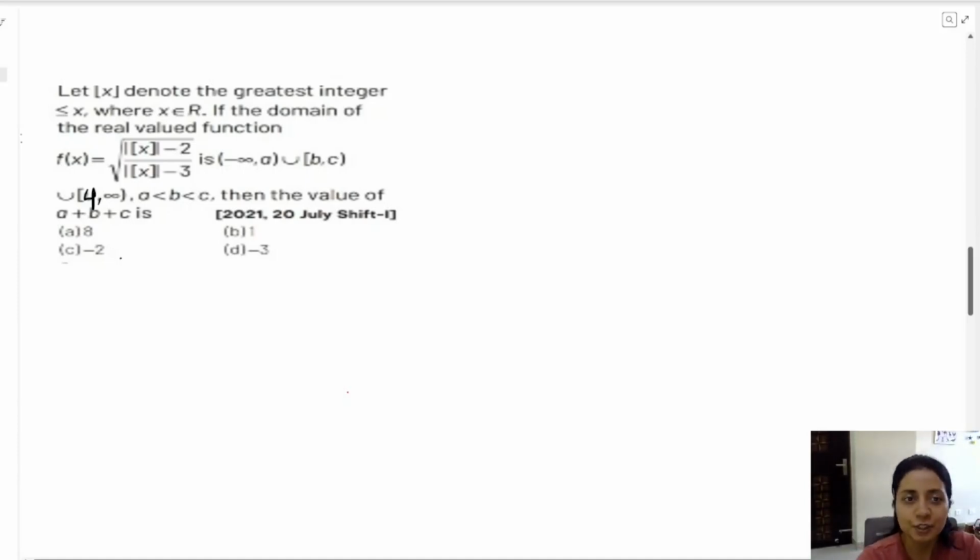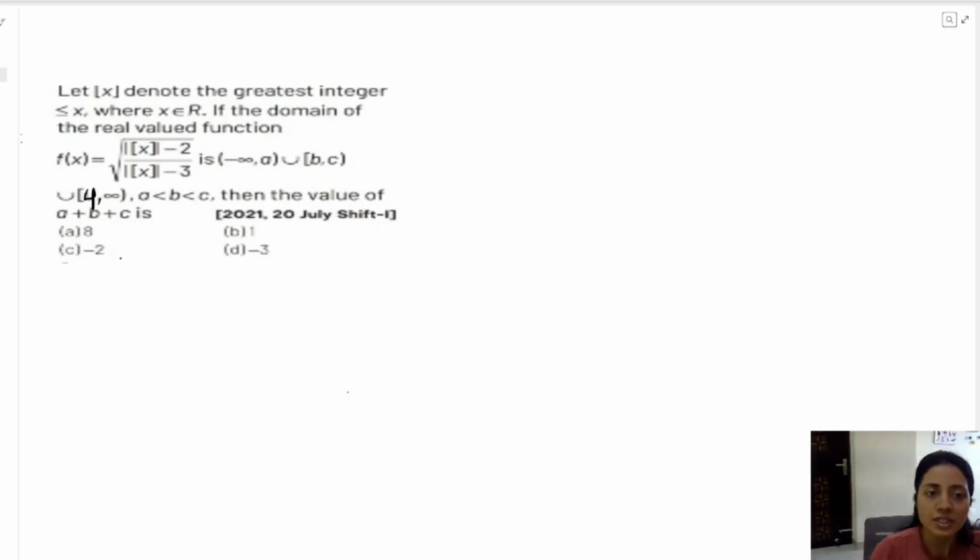Everyone, let's see this particular question. So here the question says that let x denote the greatest integer function, and one function is given over here. We are supposed to find the domain of the given function. Once we are able to find the domain of the given function, then we can find whatever is asked over here.